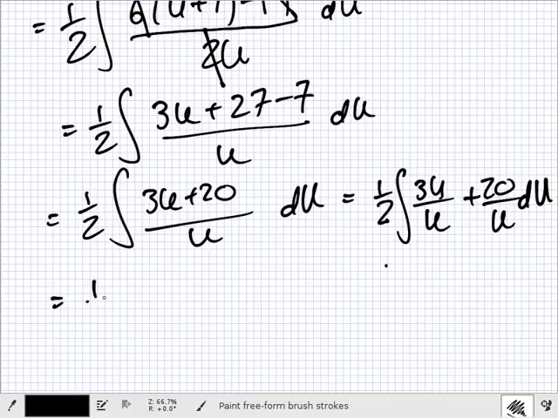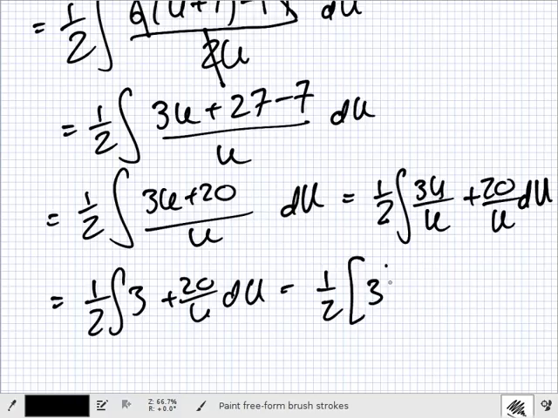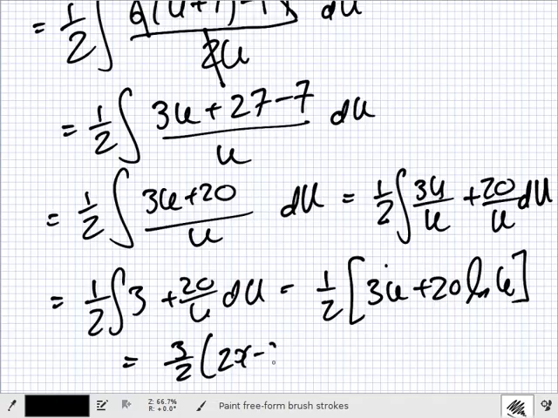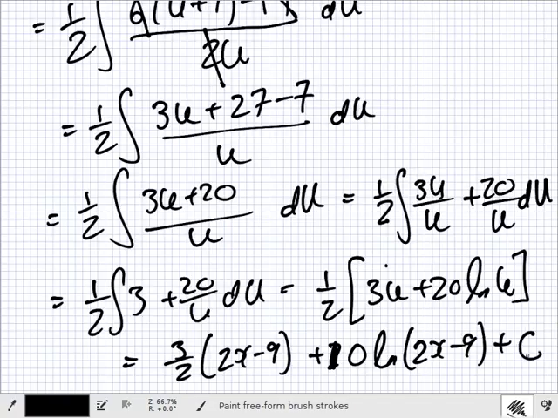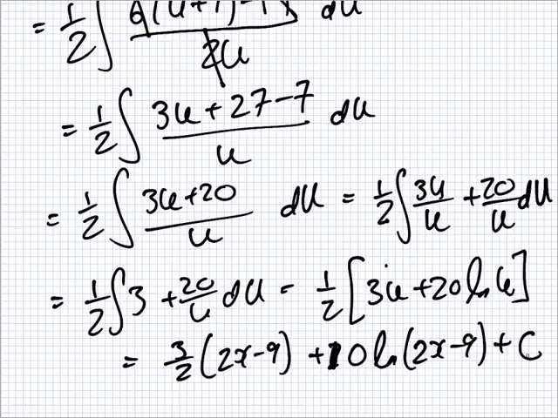So this is a half the integral of 3 plus 20 over u du, which will be a half of 3u plus 20 log u, which will be 3 over 2 u. What did I say u was? 2x minus 9, wasn't it? Plus 20 over 2, which is 10 log (2x minus 9) plus c. That's the answer. Quite long to do. Much longer than the last one.